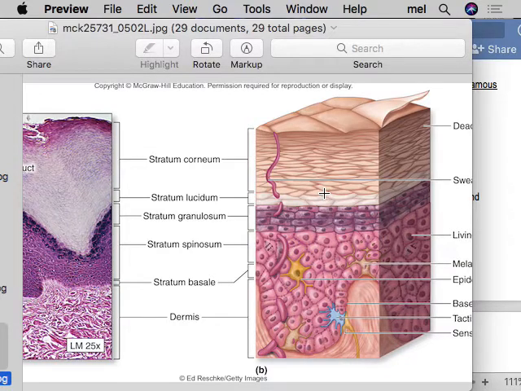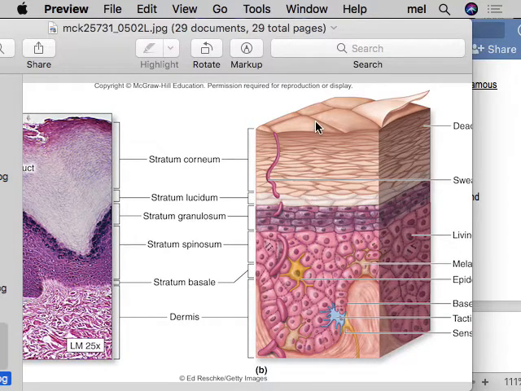If somebody says you have a very lucid argument, it means it's very what? Clear. Yeah, it's very clear. Yes? So that's the stratum lucidum. It's not present in all skin, but I'll tell you where it is and isn't present.